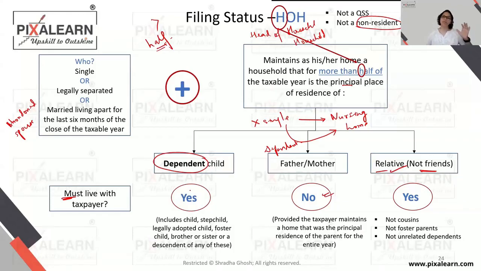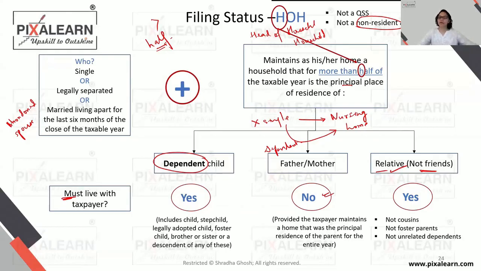So the dependent child must stay with you, and a relative must stay with you. A dependent father or mother need not stay with you, but you have to maintain a house which was your principal residence for more than half of the taxable year. We will do questions on this, don't worry. But as of now, understand the 5 statuses and the provision for applying each status.